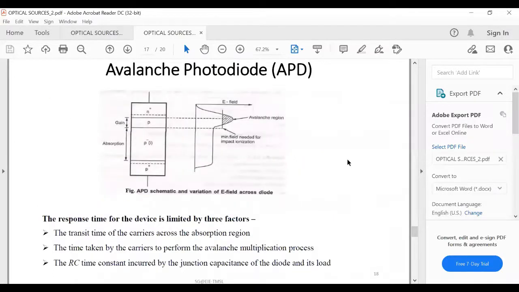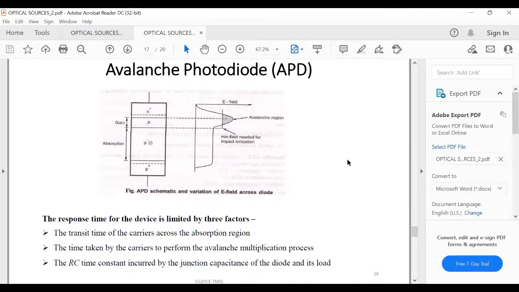The next photodiode is the avalanche photodiode. When a pin junction diode is applied with high reverse bias, breakdown can occur by two separate mechanisms: the direct ionization of the lattice atoms, called Zener breakdown, and the high velocity carriers' impact ionization of the lattice atoms, called avalanche breakdown. So these two breakdowns can occur.